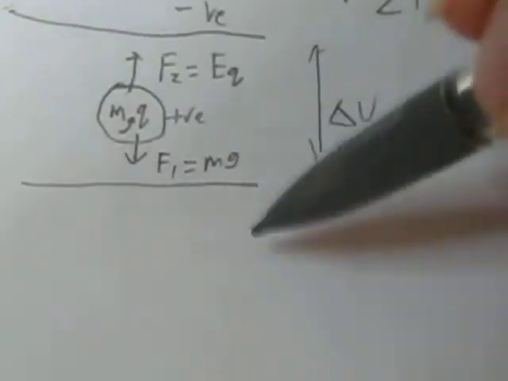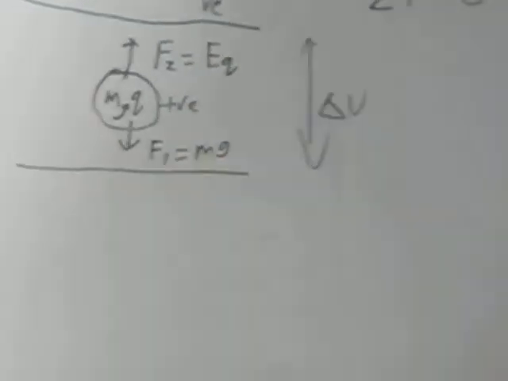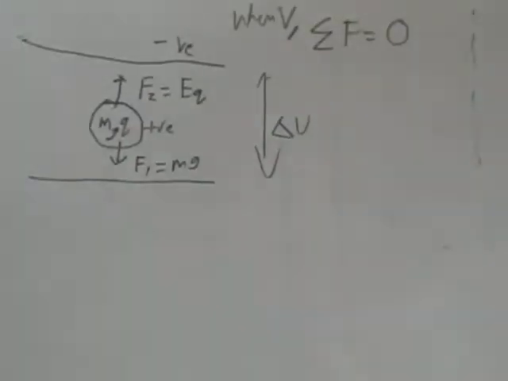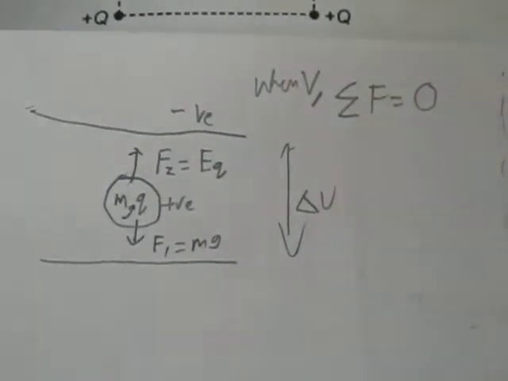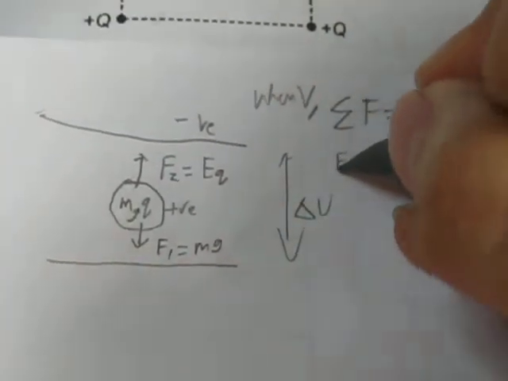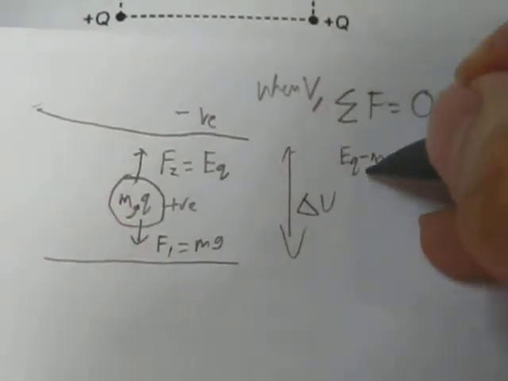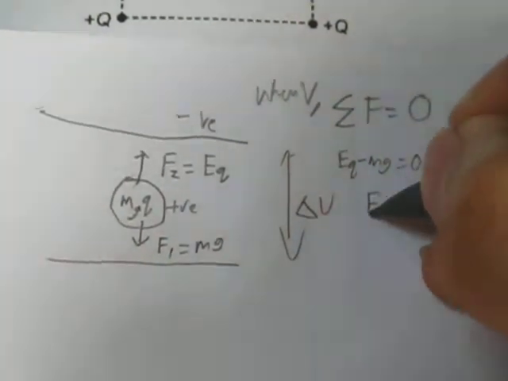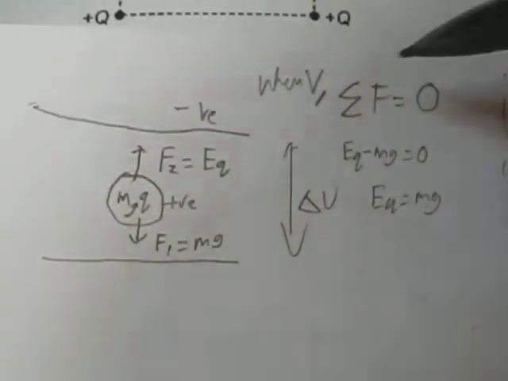We just need to know that there are two forces, and when it's V, resultant force equals 0. That means EQ minus mg equals 0. This is the resultant force, right? That means EQ equals mg. Okay, so this is the concept.